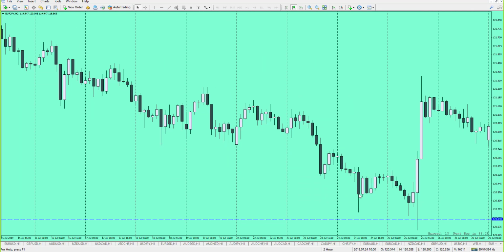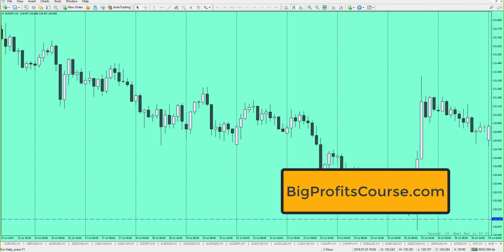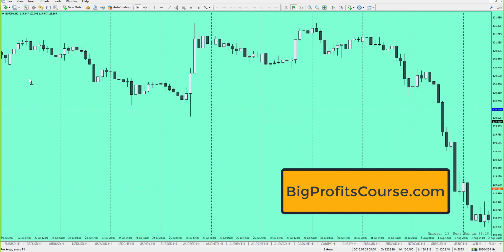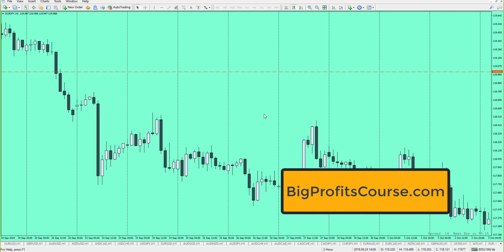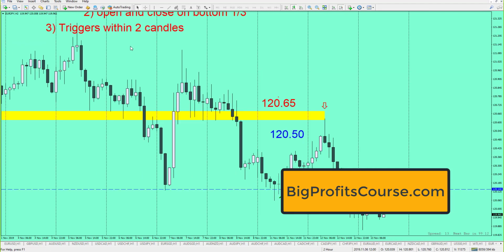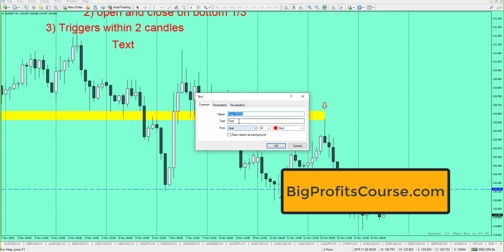Here's another one right here, but the open and the close were not inside the previous candle's range. That's another rule here. Well, I forgot a rule. Don't want to forget that one. The open and the close is within the previous candle's range.